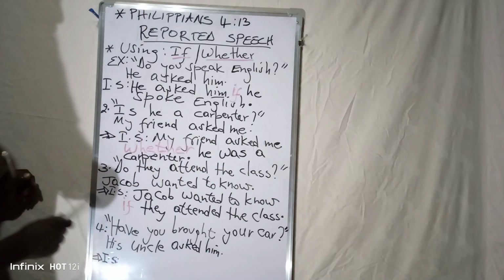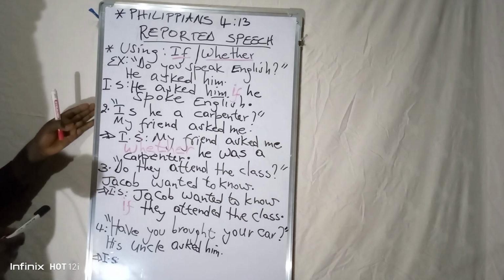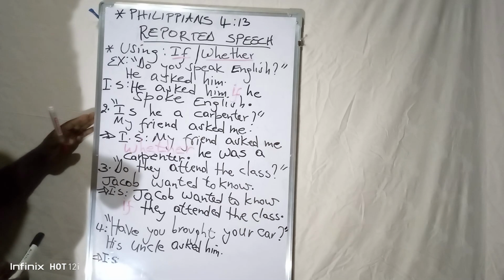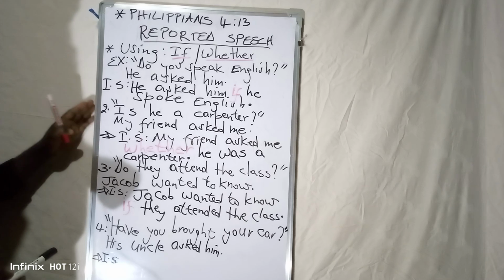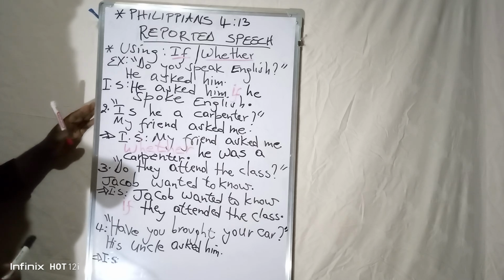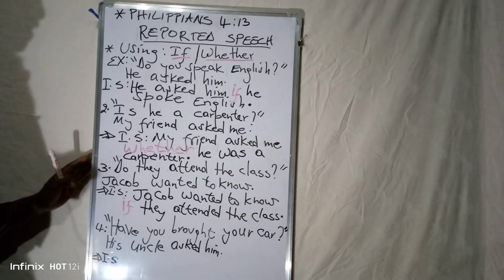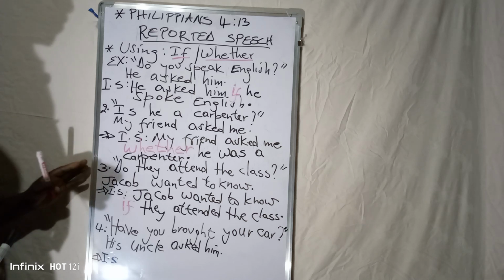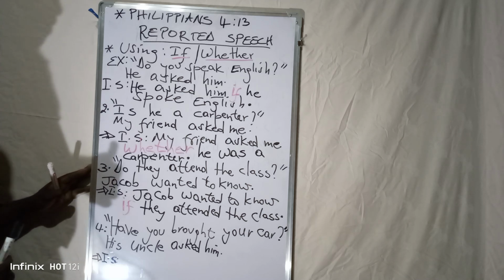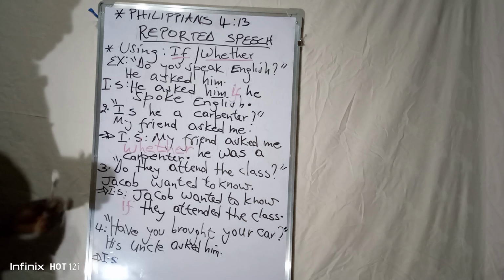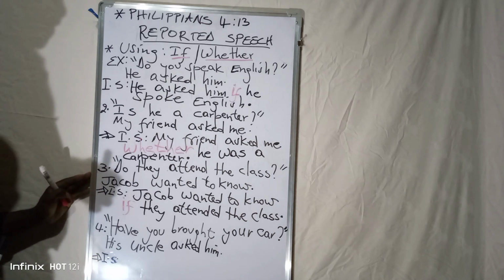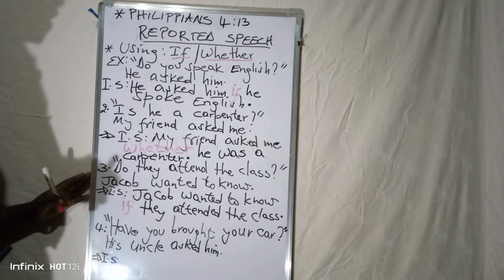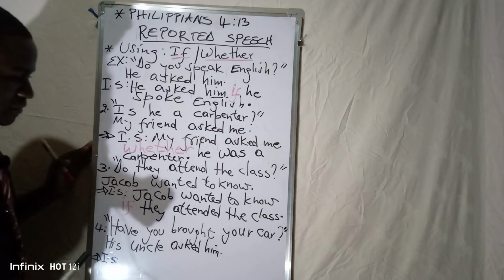Right. So as you have the sentences here, let's see number 2. Is he a carpenter? My friend asked me. Inshuti yanjye yarambajije niba yari umubaji. The next, number 3, is, "Do they attend the class?" Jacob wanted to know. Jacob wanted to know if they attended the class. Jacob yashakaga kumenya niba baratabiriye ishuri.